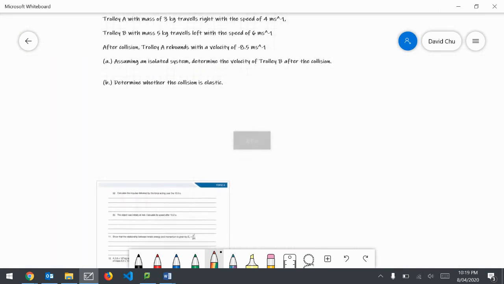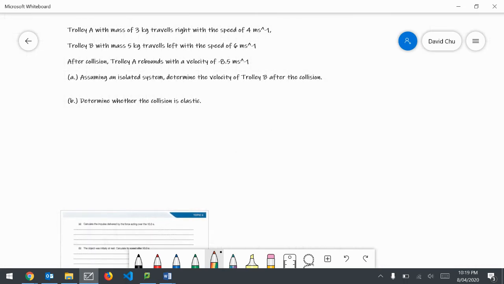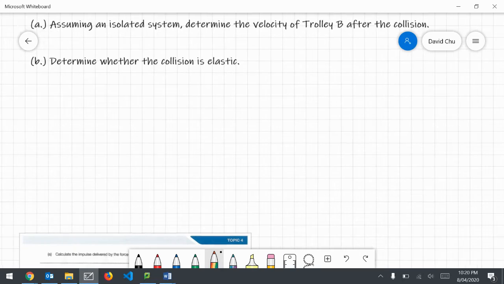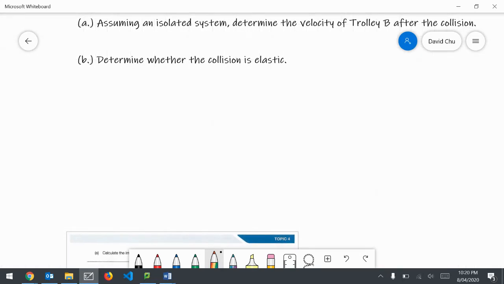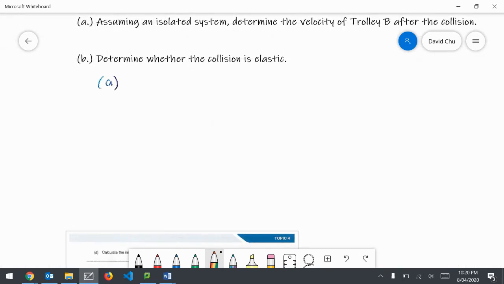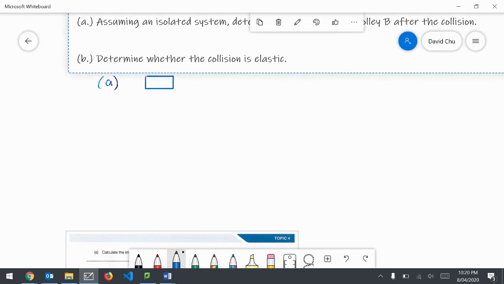All right, first case. Trolley A with mass 3 kg is traveling to the right with a speed of 4 meters per second. Trolley B has a mass of 5 kg traveling left at a speed of 6 meters per second. After the collision, trolley A rebounds with a velocity of minus 8.5 meters per second. We assume this is an isolated system. We want to determine the velocity of trolley B after the collision. Let's draw the diagram to visualize what's going on here. Initially you have your trolley.